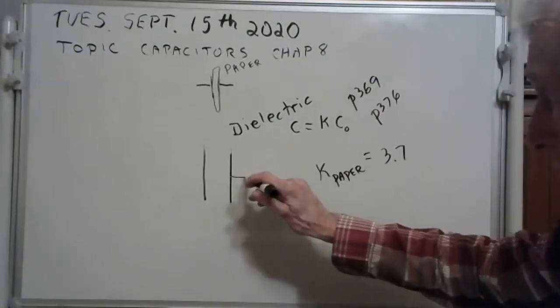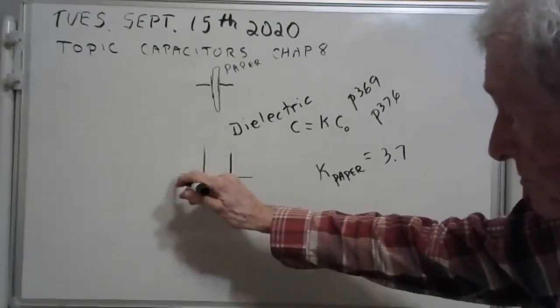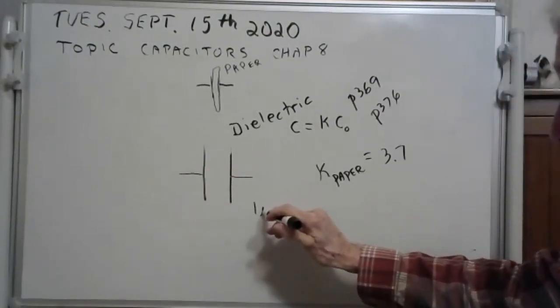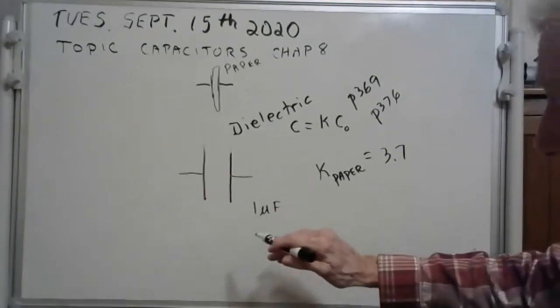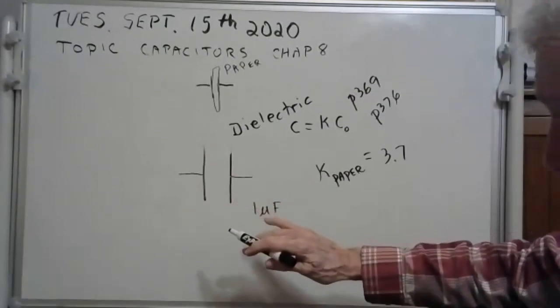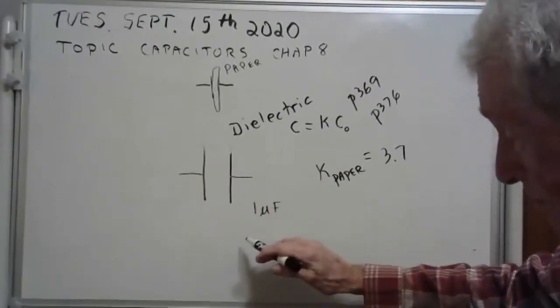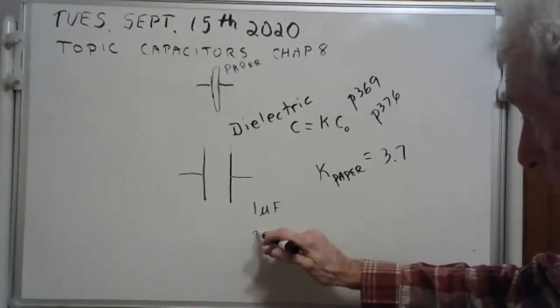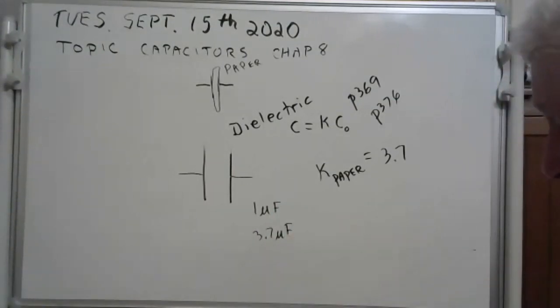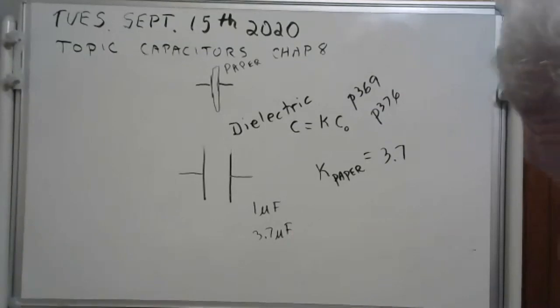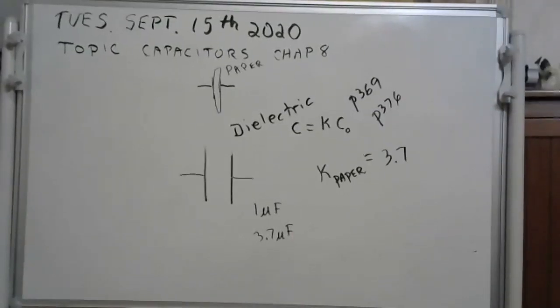Suppose this thing here was a 1 microfarad capacitor before you put the paper in. After you put the paper in, you'll have a 3.7 microfarad capacitor. It increases the capacitance. Now, why is that?